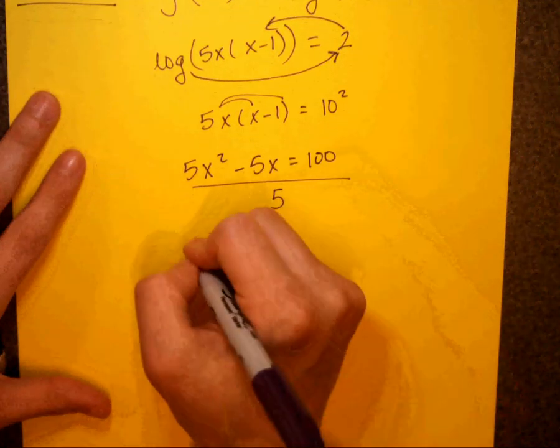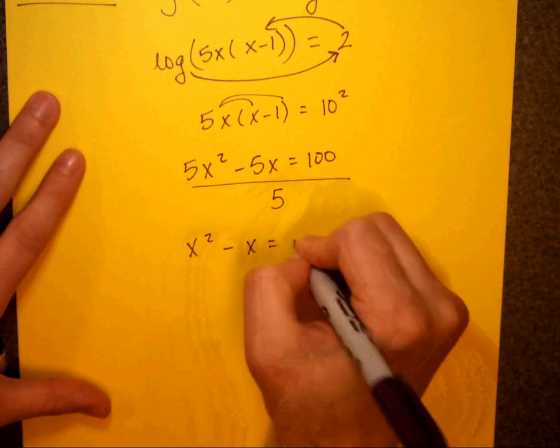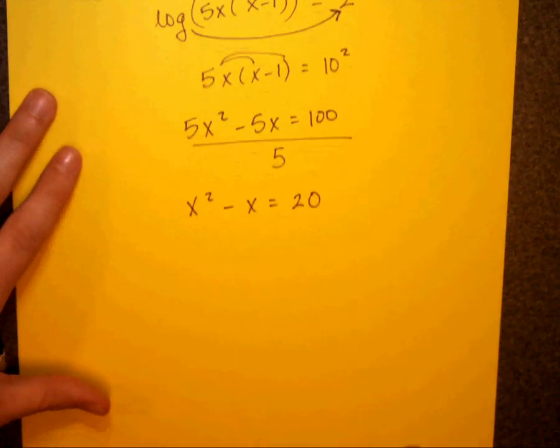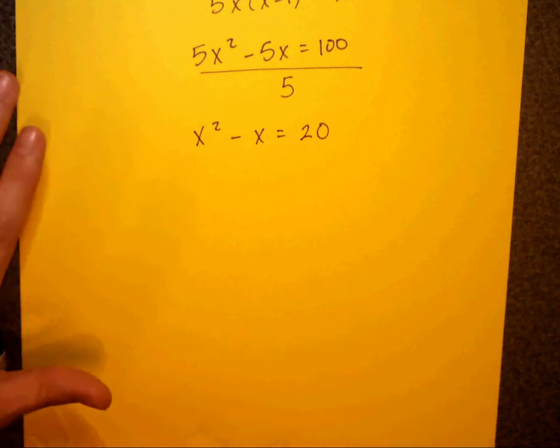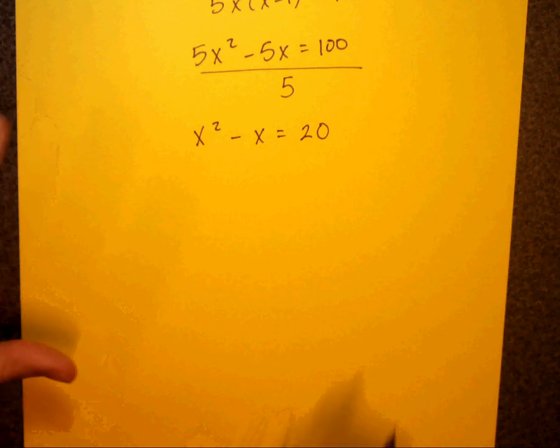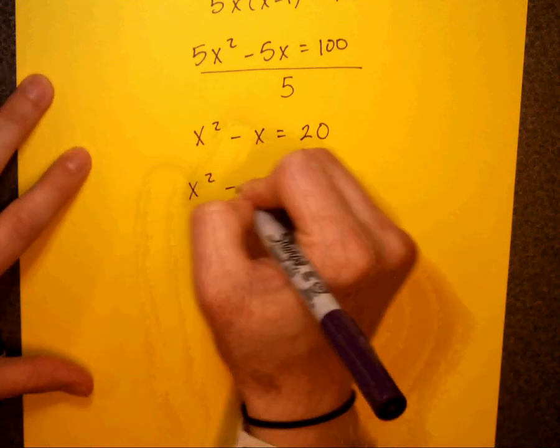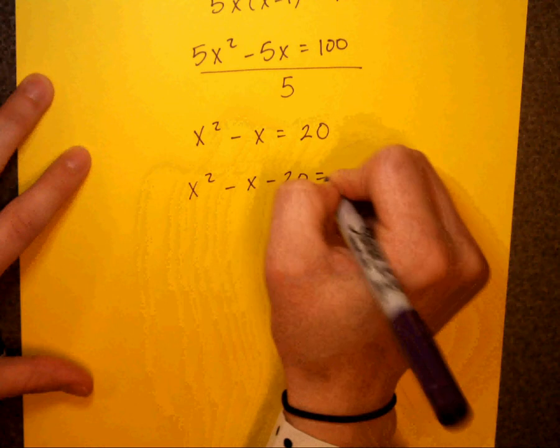So I get x squared minus x is equal to 20. And now this is a nice little quadratic. Whichever way you choose to solve the quadratic, it does need to be set equal to 0. So I have x squared minus x minus 20 equals 0.